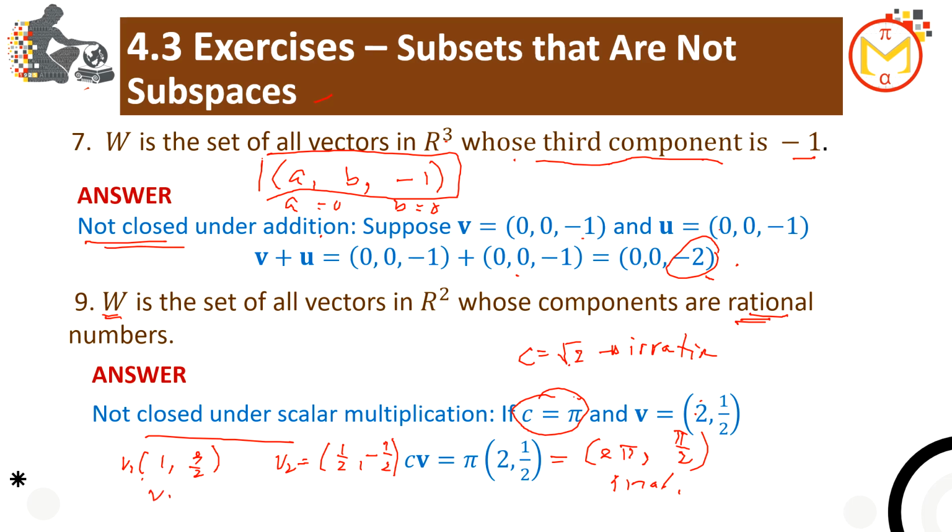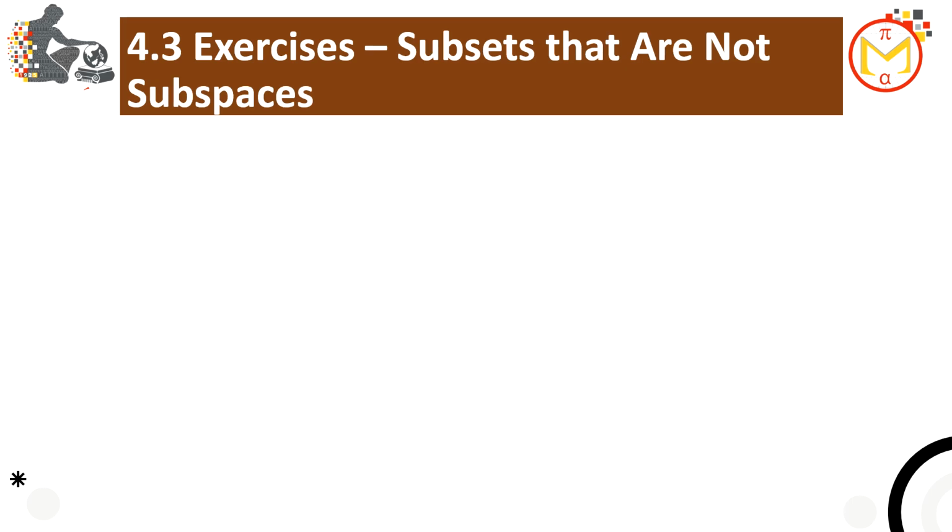If I add the two, V1 plus V2, so 1 plus 1 half is 3 over 2, which is a rational number. 3 halves minus 1 half is 2 over 2 or 1, which is also a rational number. Remember, a whole number is under the rational numbers. Okay? So under addition, it passed, but when it comes to scalar multiplication, it does not pass anymore. So you have to test the vector using the two properties, addition and scalar multiplication.